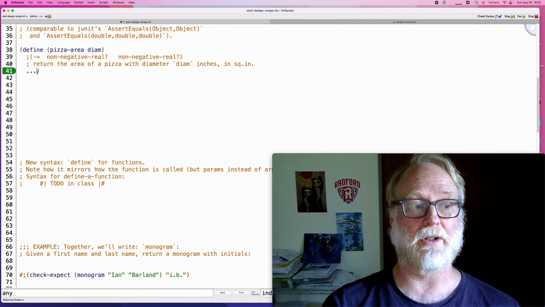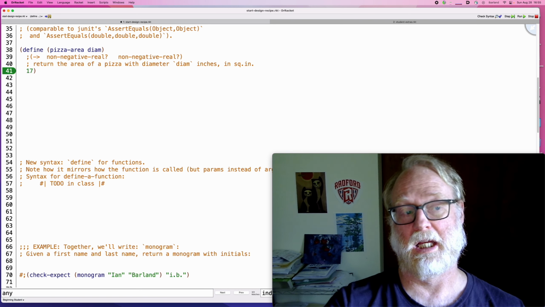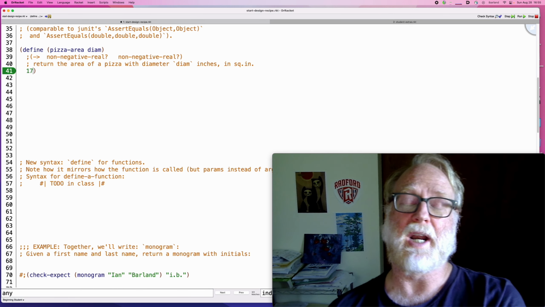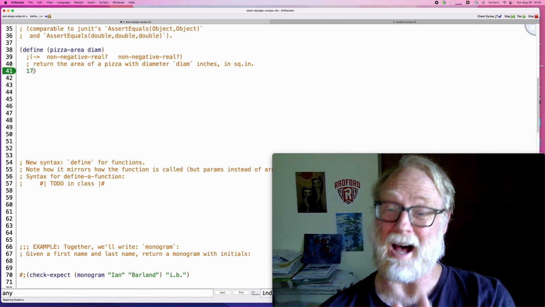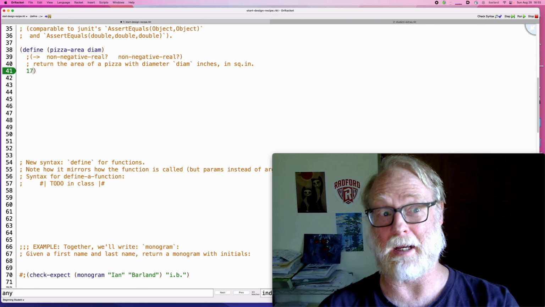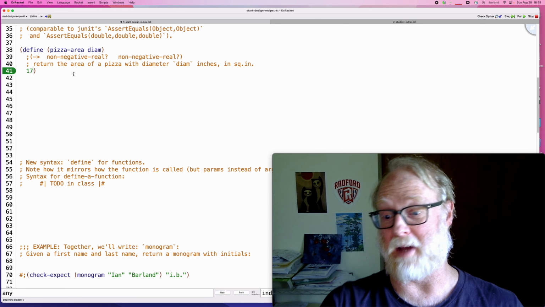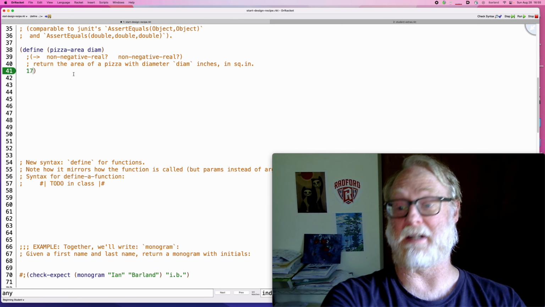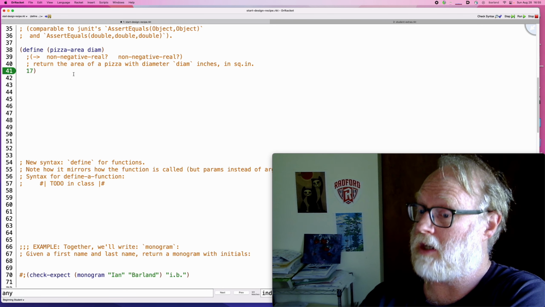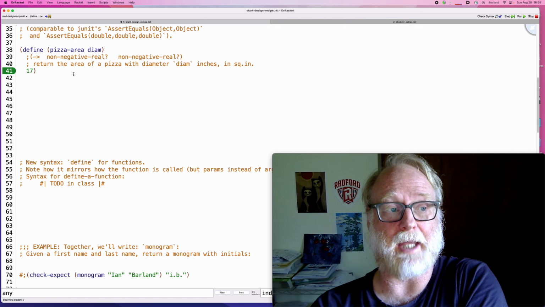And the last thing I want to do is stub the function. What is a stub? A stub is writing as much of the function as I need so that it compiles and runs, but it's going to fail just about all the test cases. Why? Because I'm not actually computing the answer. I'm just returning 17. I'm doing something that does match the contract. 17 is a non-negative real, so I'm happy about that.